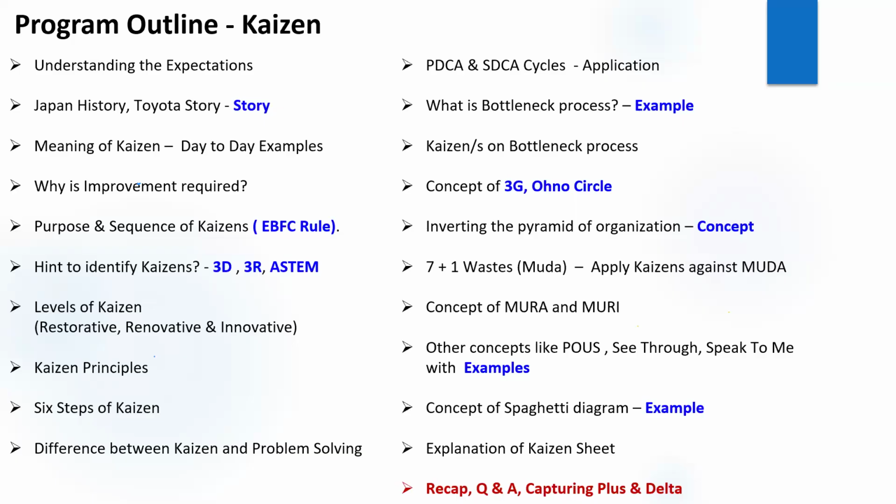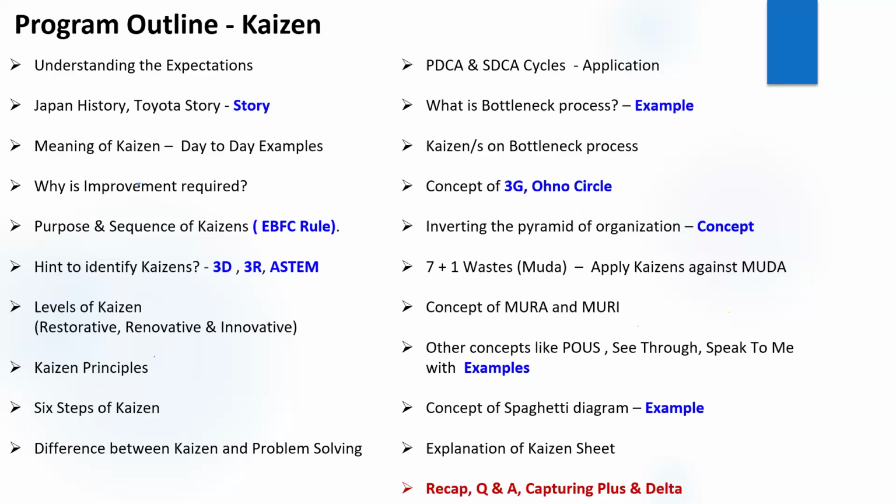Then the levels of Kaizen: restorative Kaizen, renovative Kaizen, and innovative Kaizen. These are called the levels of Kaizen. We will see that as well. Then there are some Kaizen principles and 6 steps of Kaizen. And then we will discuss the difference between Kaizen and problem solving. What is the difference between Kaizen and problem solving?